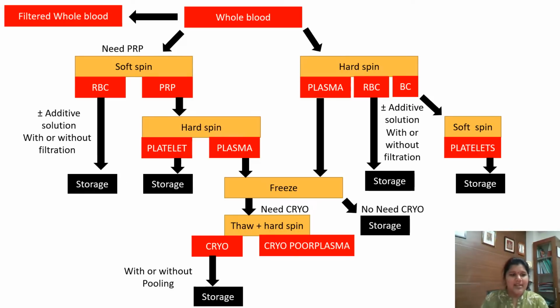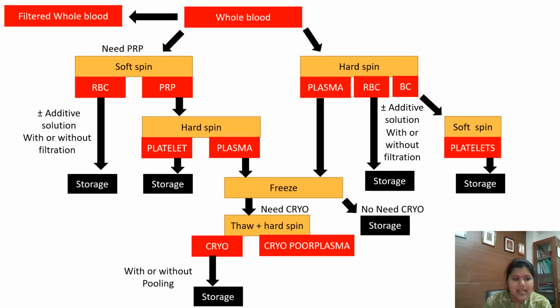Hello everyone. So we'll be seeing an overview of the component preparation. Once we obtain whole blood from phlebotomy, we can directly use it for whole blood purposes by giving it through a filter. The next option is doing a hard spin or a soft spin. If we need PRP, that is platelet rich plasma, which has its own indications, we go for a soft spin. Soft spin is nothing but a speed of 1080 RPM for 7 minutes. When we do this soft spin, what we get is an RBC layer and a PRP layer.